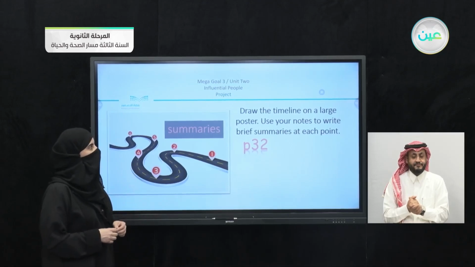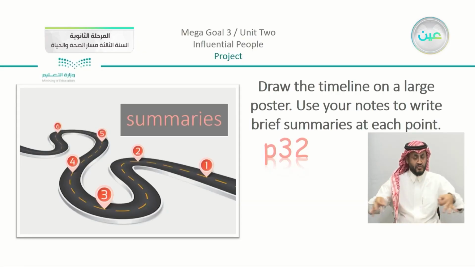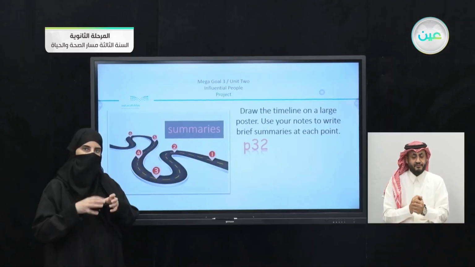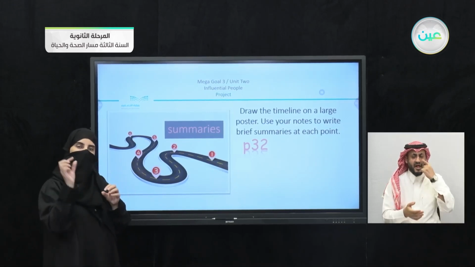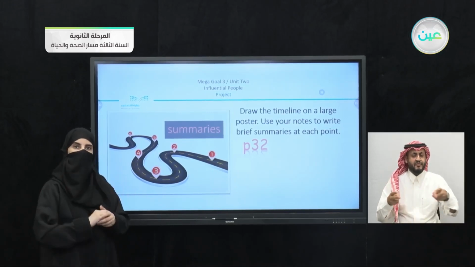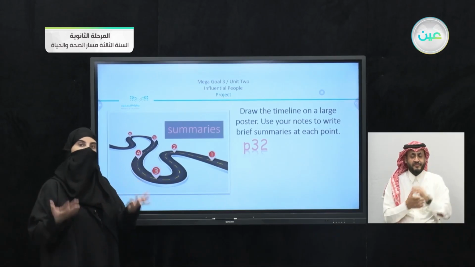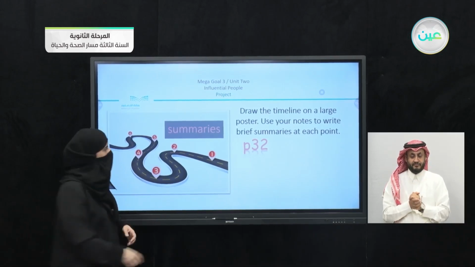Now draw the timeline on a large poster. Use your notes to write brief summaries at each point. So we have here like this timeline here, you can see that we have here the numbers 1, 2, 3, which are going to be like stops here or like the periods of this person's life. And you're going to talk about different things or different achievements that have been accomplished.